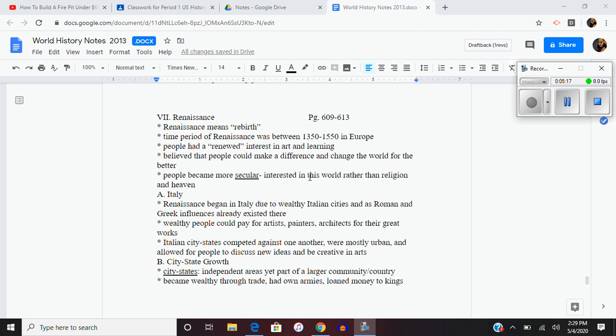But this is where you have that growth of the word secular. Remember, secular means not of religion. It doesn't mean satanic or anything. It just means that it's not religious in nature, whether it's art or writings, either way.